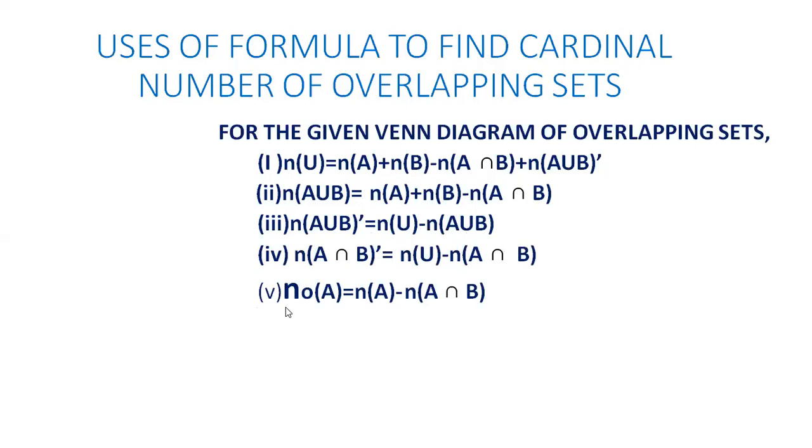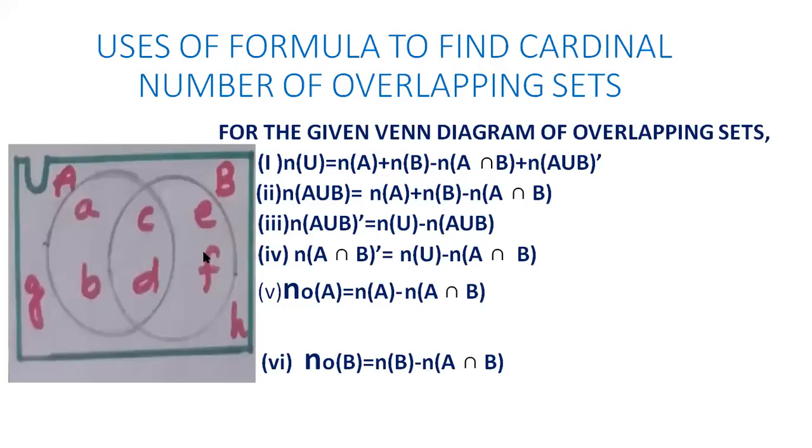Okay, number 5. n(only A). How to find n(only A)? n(only A) is found by subtracting n(A intersection B) from n(A). Okay, children. And n(only B), how to find? Look here. n(only B) is found by subtracting n(A intersection B) from n(B). Look here. I am going to show this in the Venn diagram only. See here.